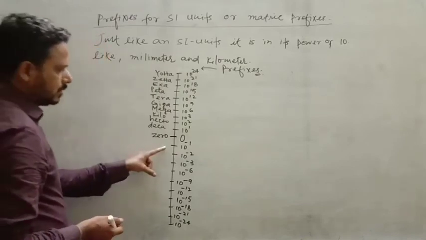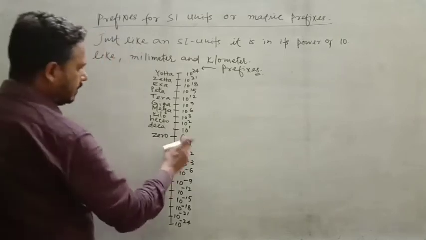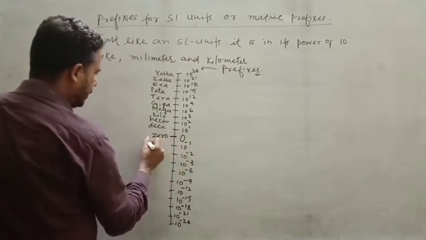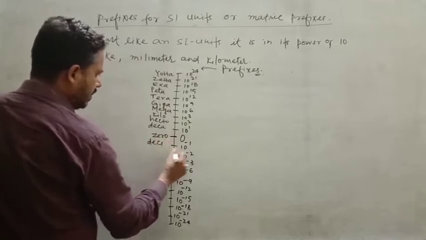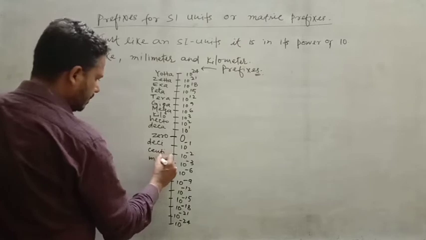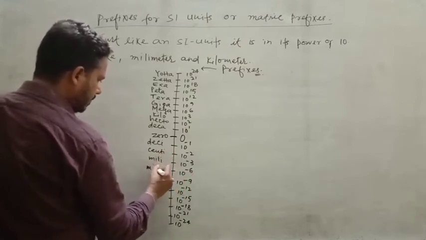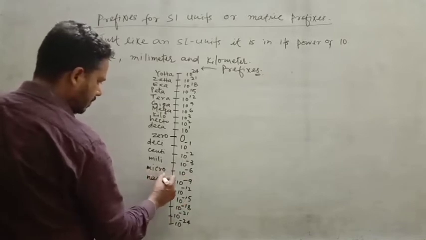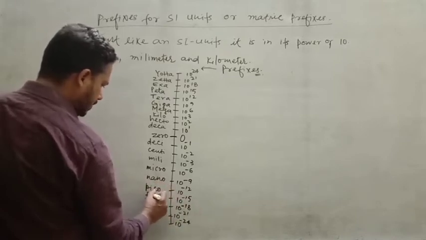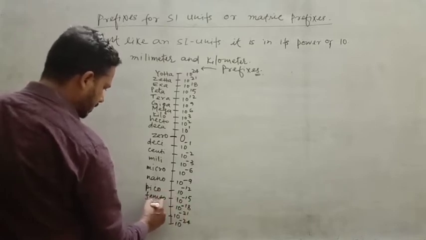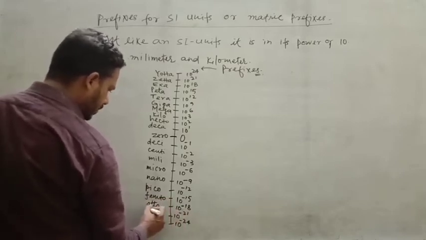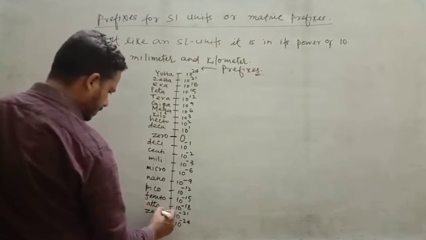Alright, like that, this one is also represented by its own name. 10 raised to minus 1 is called deci. 10 raised minus 2, centi, milli, micro, nano, pico, femto, atto, zepto, and this is called yocto.